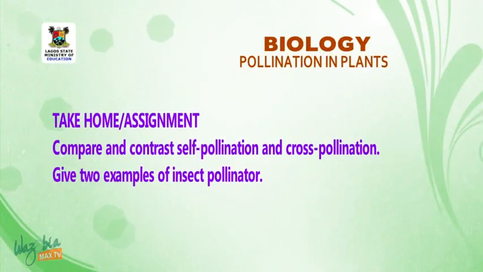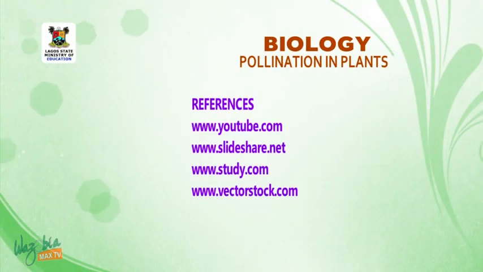Now take home, that is your assignment. Compare and contrast self and cross-pollination. References here, I have www.youtube.com, www.study.com, www.slideshare.net. You can visit these sites and obtain more information.